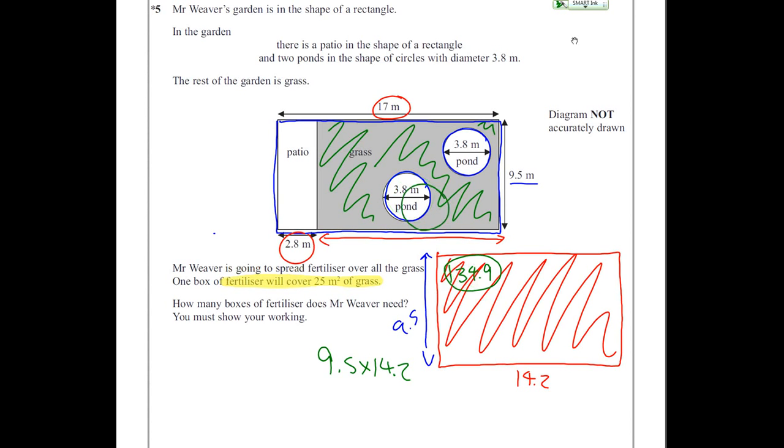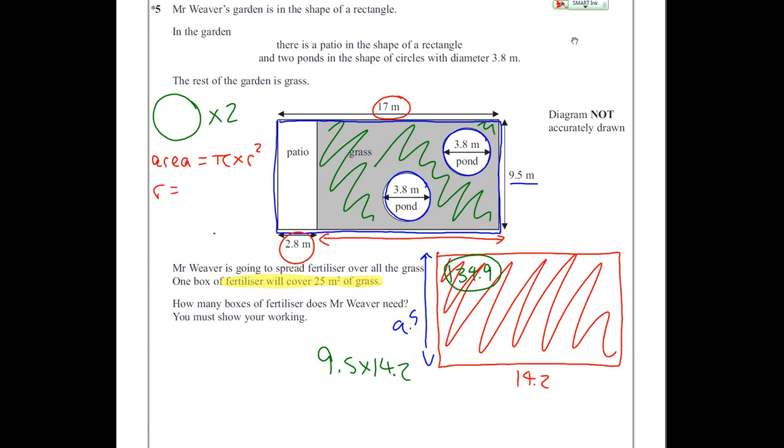So what you need to do is think, well, we're going to be taking away these circles. So let's take one of the circles, they're the same, so we'll find the area and then multiply by 2. The area of a circle you get by doing pi r squared, which is pi times r squared. R is the radius, okay?